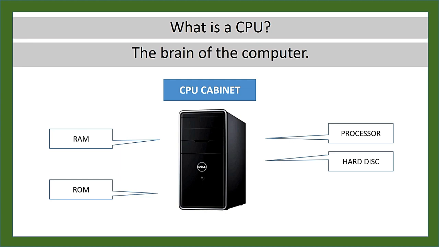So yes, CPU is the brain of the computer, and we are going to learn one by one, and we'll come to the CPU also. Okay, so one by one, we will just understand what is a RAM, ROM, what is a processor, what is a hard disk. Okay, one by one, we will understand, and then finally, we will come to the word CPU. Okay, so let's move forward.